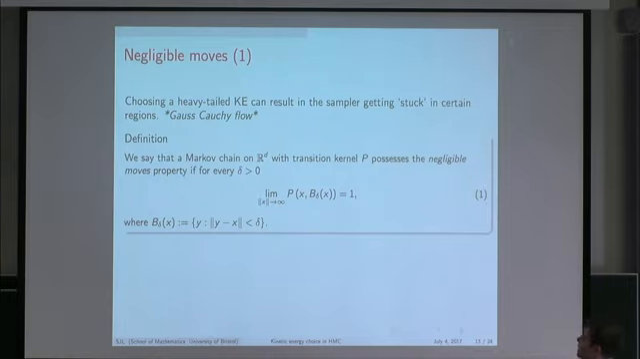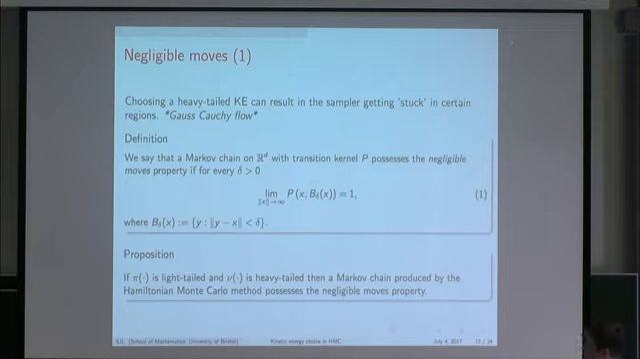And so you can see that it's really saying this is a property that will mean my Markov chain doesn't move very fast, right? It doesn't move very far. And intuitively you think, well, this doesn't seem like a very desirable property for a Markov chain to have, and we would agree with that. And the proposition we have is, well, if pi is light-tailed and the distribution for the momentum is heavy-tailed, then a Markov chain produced by HMC will possess this negligible moves property. So there are certain regions of the state space where the sampler is going to move very slow. So I said this might not be a very good thing to happen.